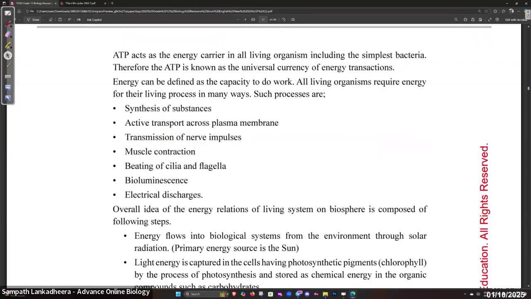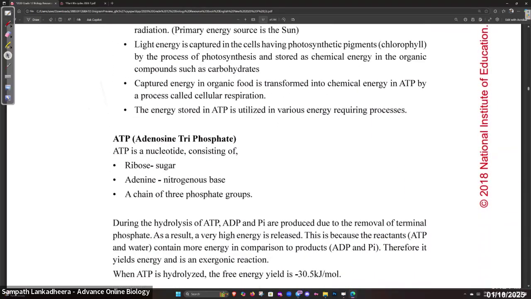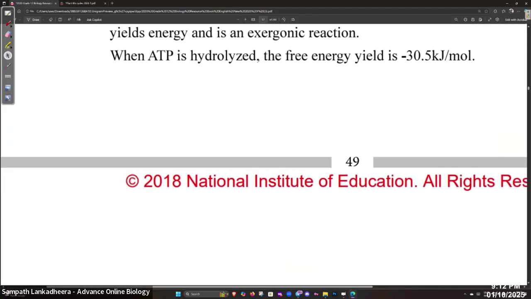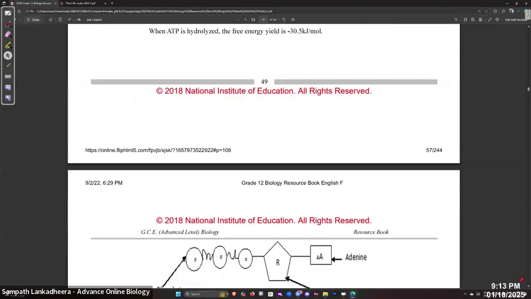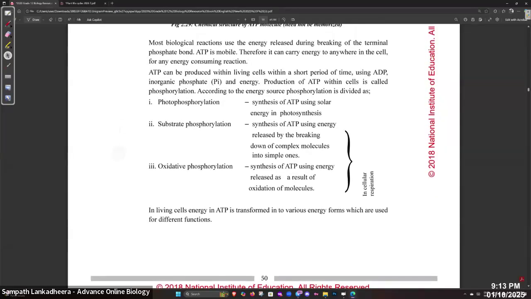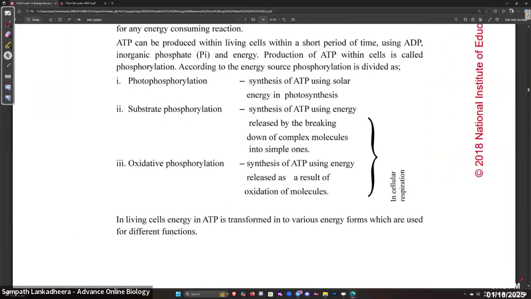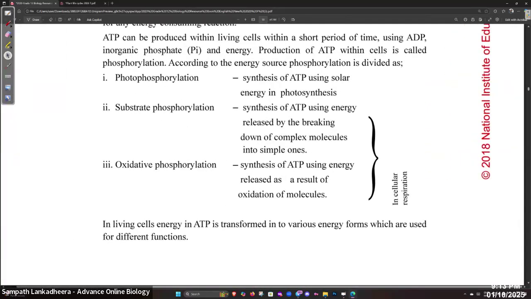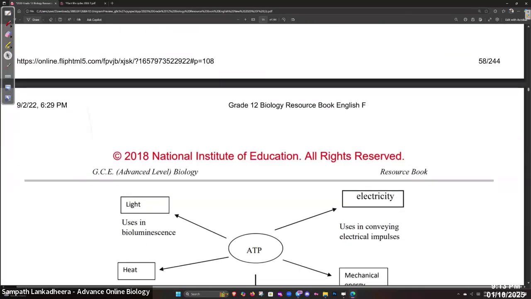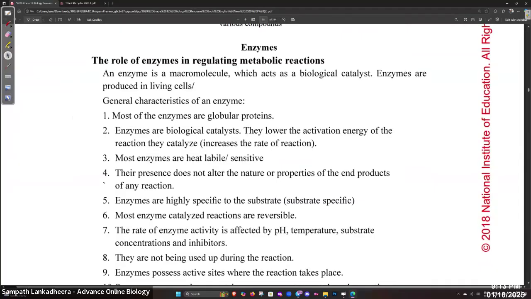ATP acts as an energy carrier. You need energy for various energy-requiring processes in your body. So you learn about ATP, adenosine triphosphate. The three methods of ATP production are substrate phosphorylation, photophosphorylation, and oxidative phosphorylation. We had to discuss that in the cellular respiration part.